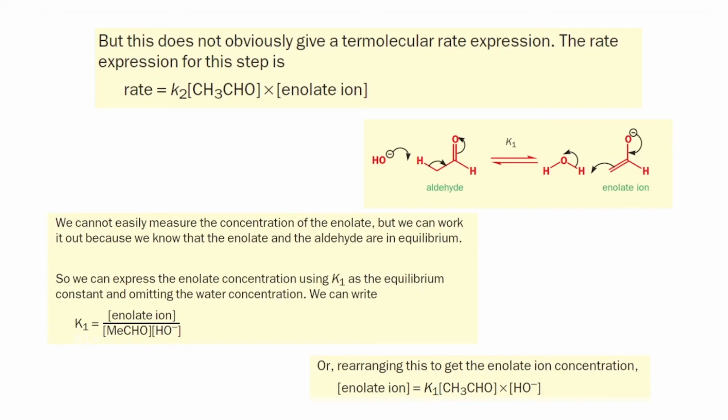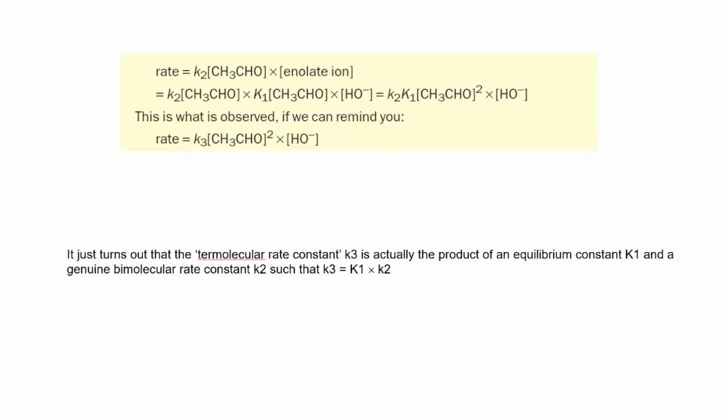Now if I plug the concentration of enolate ion into the equation, what I see here is that the rate becomes k2 times the concentration of aldehyde multiplied by the concentration of enolate, and the enolate concentration is nothing but k1 times the concentration of aldehyde times hydroxide ion. Since you have two instances of acetaldehyde concentration, you end up with a square term here and hydroxide ion. So this together can merge into k3.